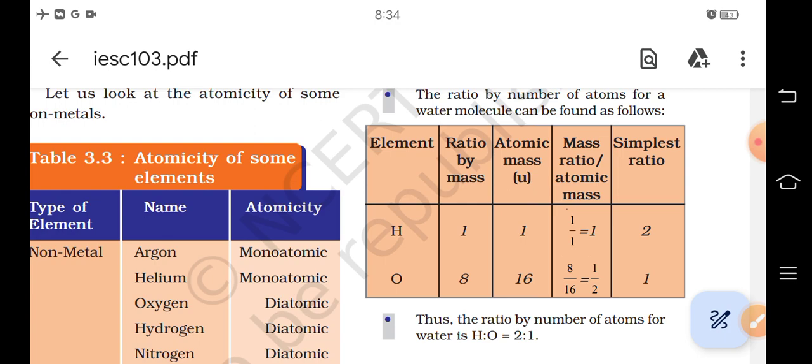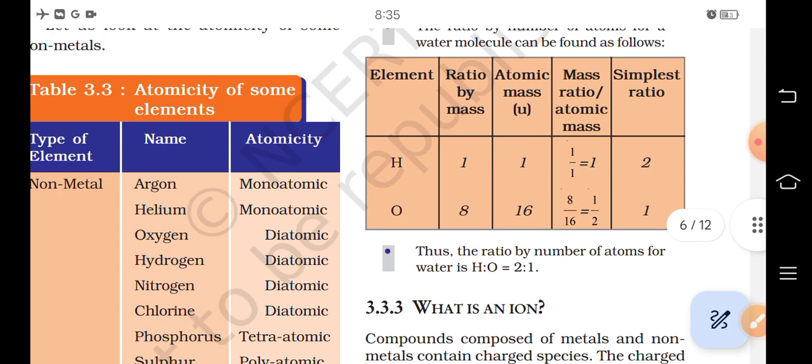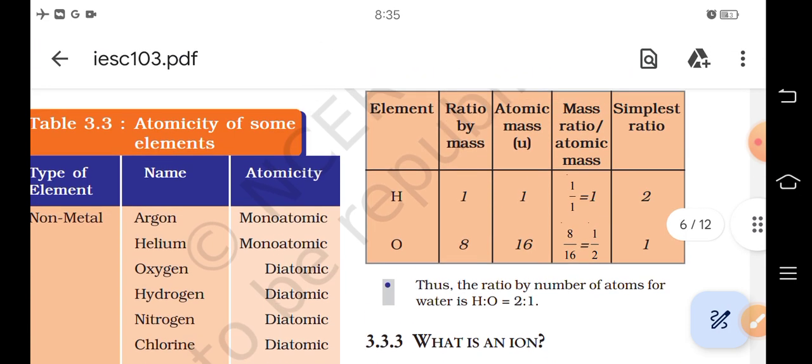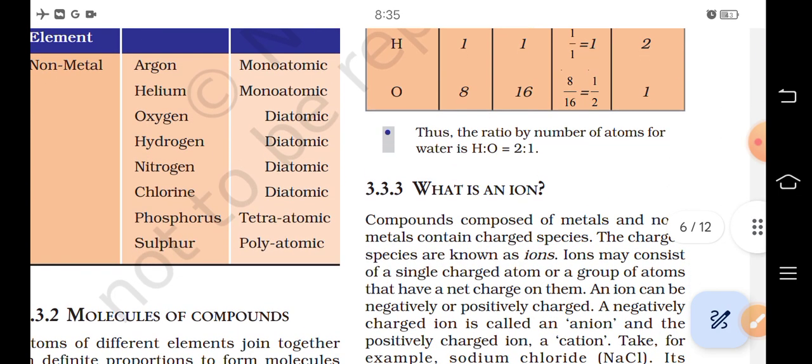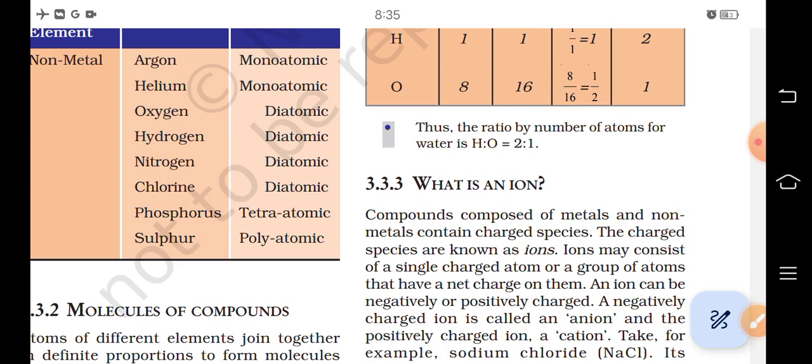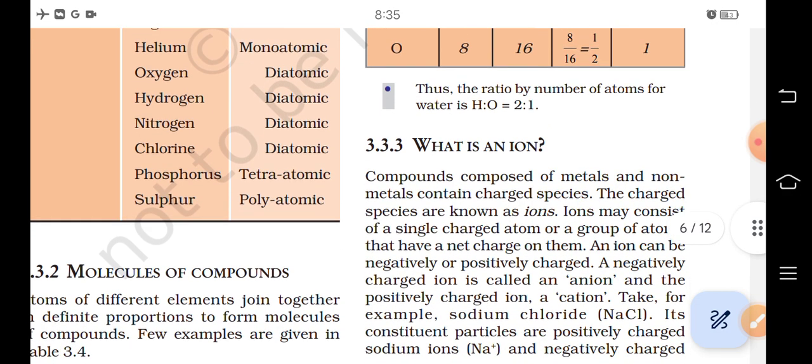Element, ratio by mass, atomic mass, ratio by atomic mass, simplest ratio. H: ratio by mass 1, atomic mass 1, 1 by 1 equals 1. Oxygen: 8, atomic mass 16, 8 by 16 equals 1 by 2. Simplest ratio 2 is to 1. Thus the ratio by number of atoms for water is H is to O equals 2 is to 1.